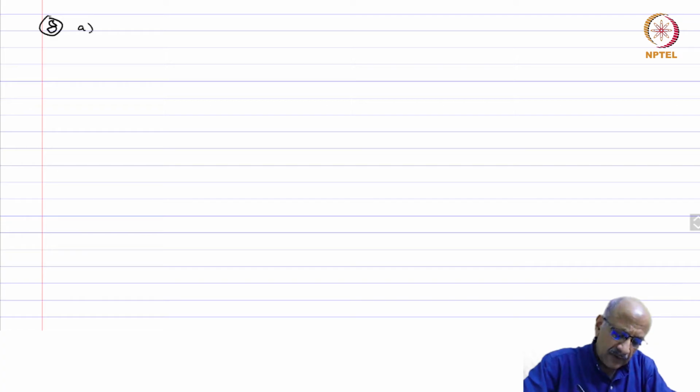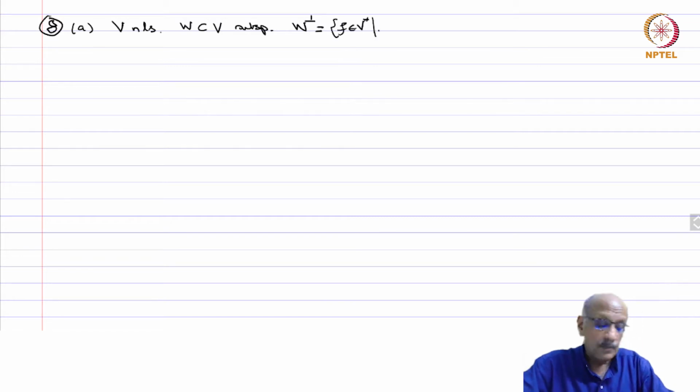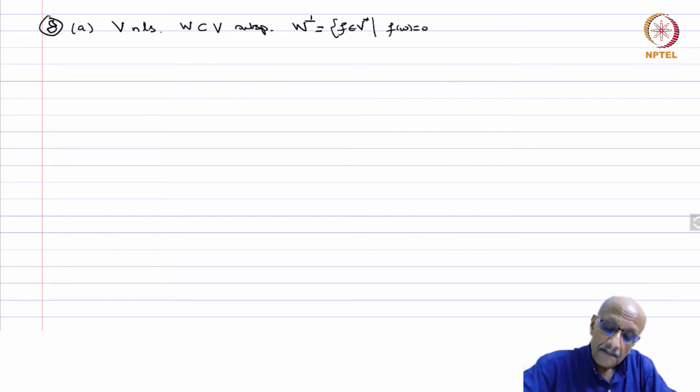So this exercise we will do in several parts. Could have done it as different exercise, doesn't matter. So V is a normed linear space and W contained in V is a subspace. And I am going to define W perpendicular as the set of all f in V star, so it's a subspace of V star, such that f(w) is 0 for all w in W.